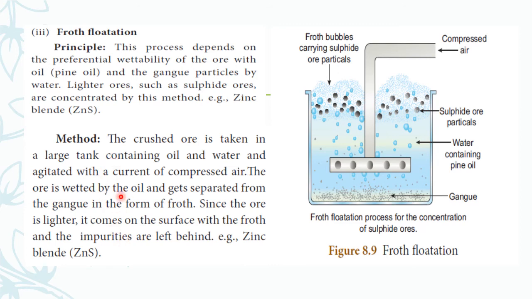We'll see the method. The crushed ore is taken in a large tank containing oil and water and agitated with a current of compressed air. The ore is wetted by the oil and gets separated from the gangue in the form of froth. Since the ore is lighter, it comes on the surface with the froth and the impurities are left behind. Example, zinc blende. Formula ZnS.